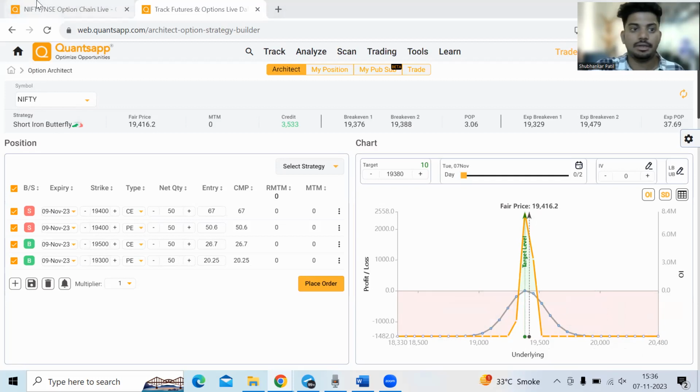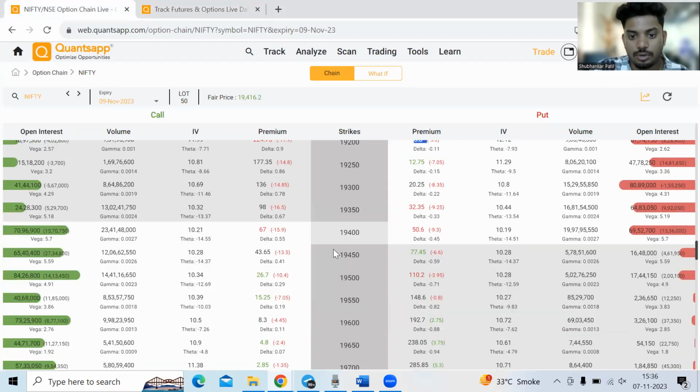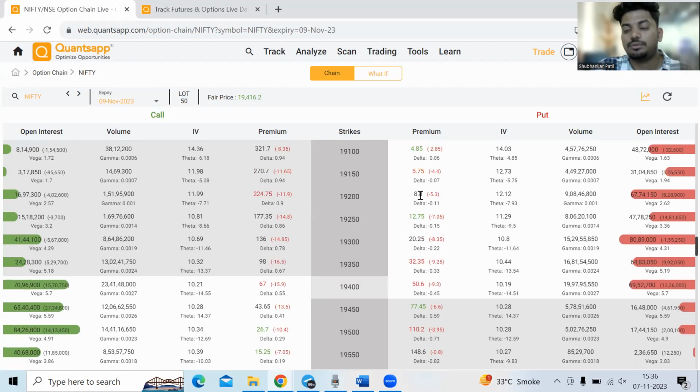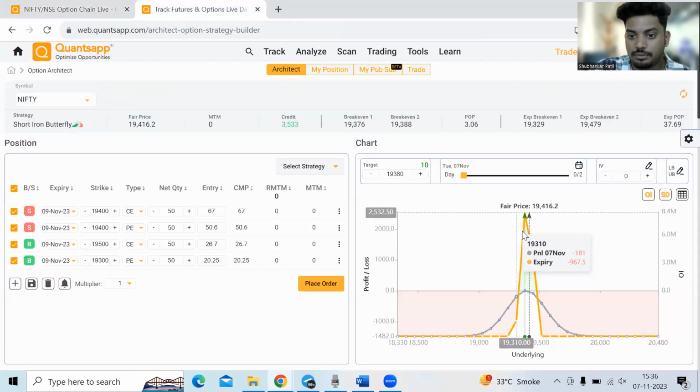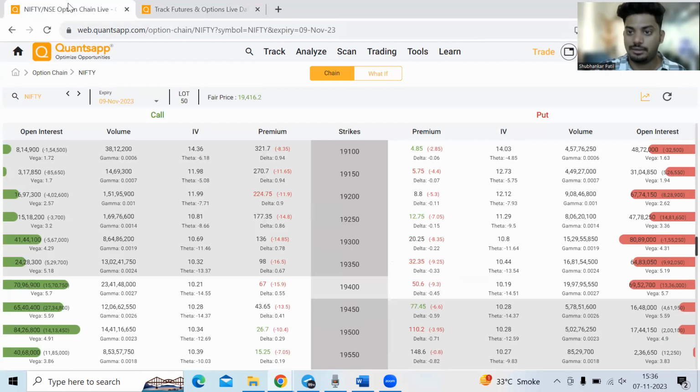Now the same thing can be done using strangles. So what we can do is we can sell 19,300, and we can also sell, let's say, 19,500. Okay, we can sell those, and we can buy further OTMs, and that will become my condor. The difference between a condor and the ironfly is that in the ironfly you'll see a peak appearing over here, while in the condor you will see more like a flat curve getting formed on the top. So these are a few of the strategies that we can use.